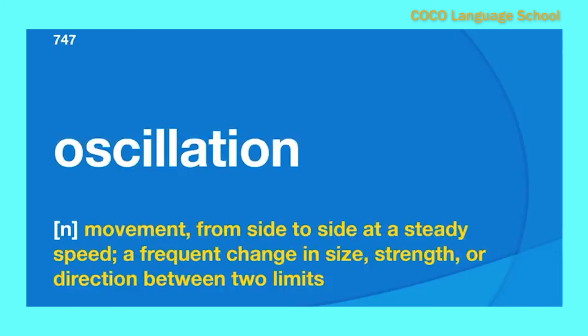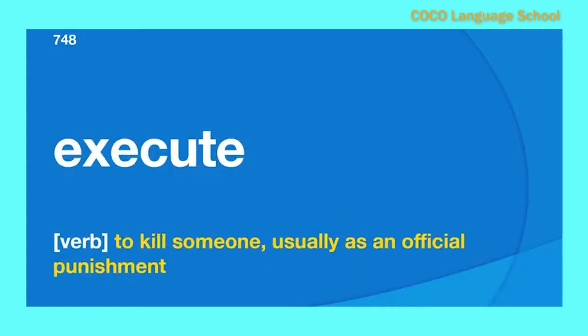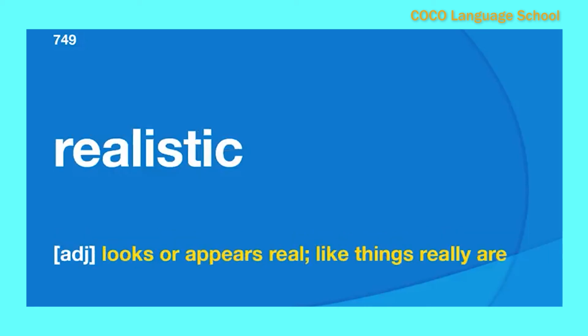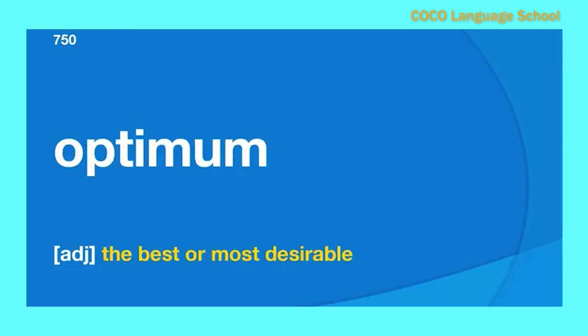Movement from side to side at a steady speed, a frequent change in size, strength, or direction between two limits. Oscillation. To kill someone, usually as an official punishment. Execute. Looks or appears real, like things really are. Realistic. The best or most desirable. Optimum.